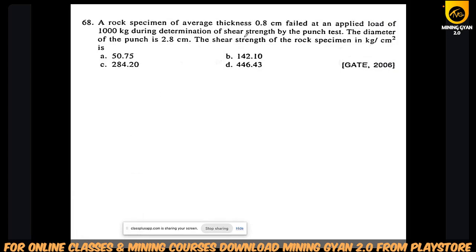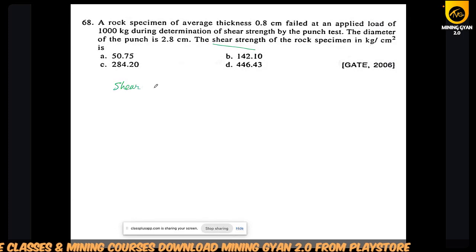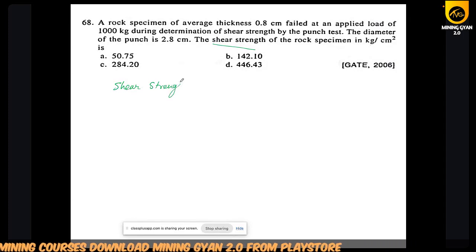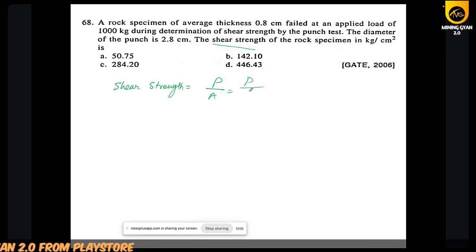In this question, what he has asked is shear strength. Shear strength he has asked. I think you know the shear strength formula. So what was the shear strength formula? We had discussed this in the last class also. So shear strength was P by A, or P by pi dt, in kilogram per centimeter square.